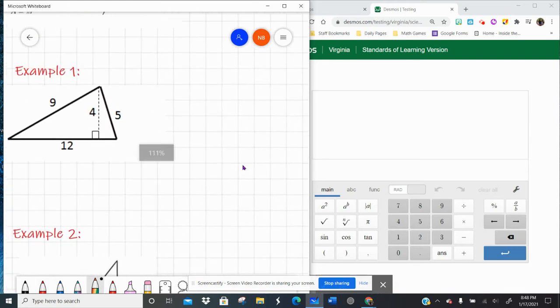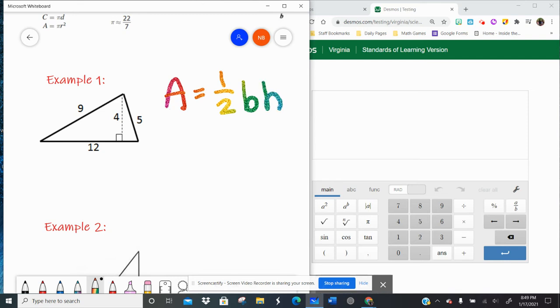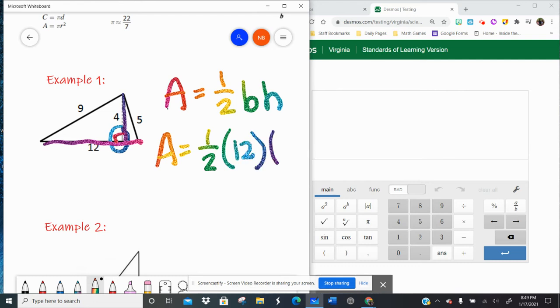So let's look first at example 1. Here in example 1, I have 4 different numbers, right? I have 9, I have 5, I have 4, I have 12. So sometimes you have to figure out, okay, if the formula is area equals 1/2 BH, I only need 2 numbers. I need just the number for the base and just the number for the height. Remember, you're always looking for that 90-degree angle, and the height and the base connect with that 90-degree angle. So for this, the area is going to be 1/2. The base is 12, and that height is 4.